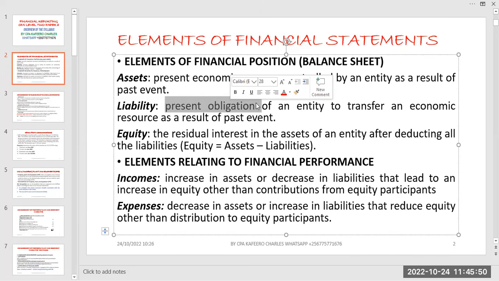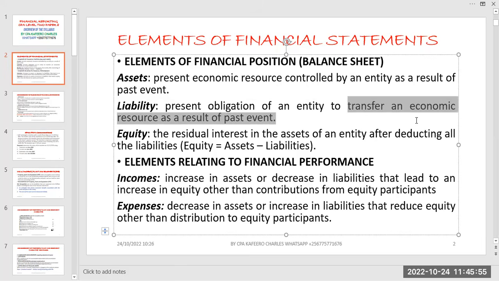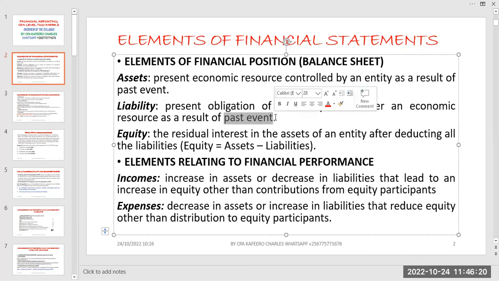Secondly, the entity must also transfer an economic resource. The liability must be quantified to the extent that upon clearing that obligation, the company is going to transfer a certain amount. It may not necessarily be money, but something that can be valued. And lastly, it must be as a result of a past event.